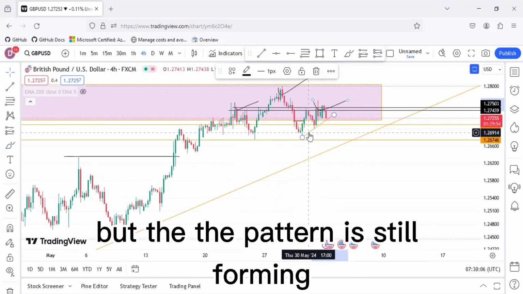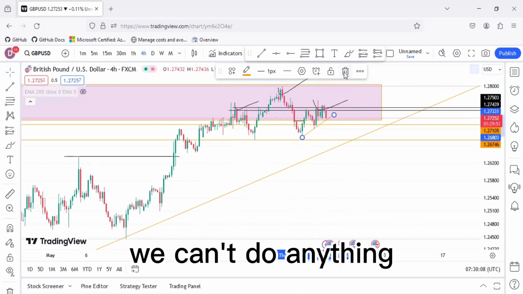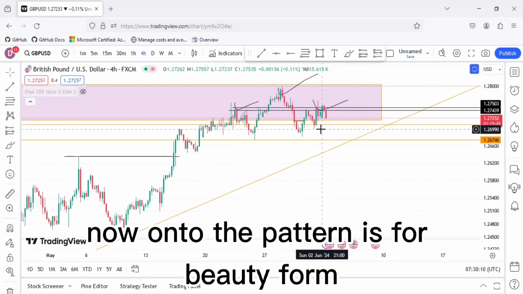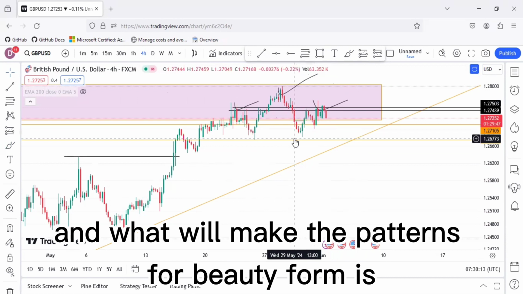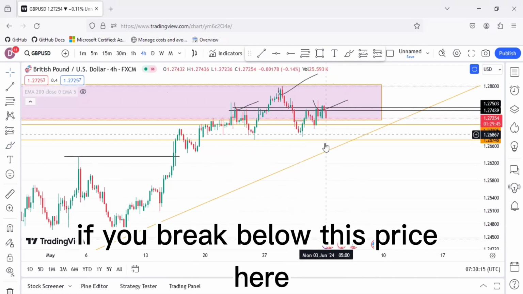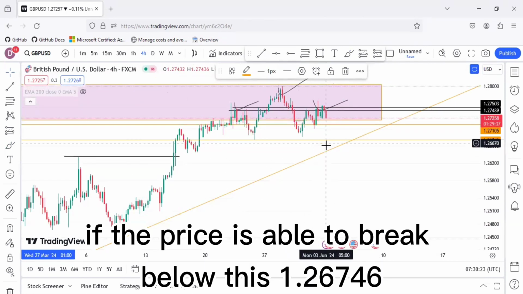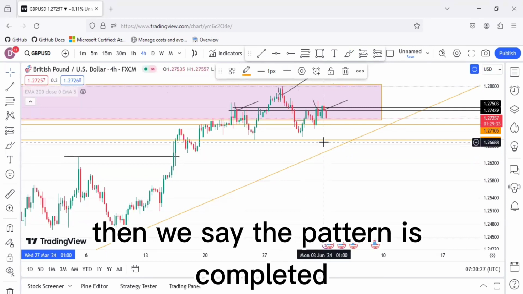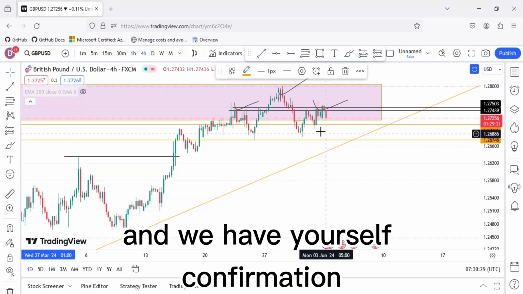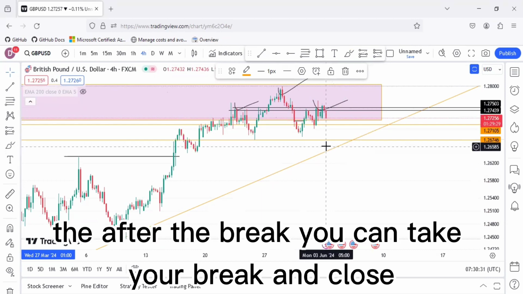But the pattern is still forming. We can't do anything now until the pattern is completely formed. And what will make the pattern completely form is if it breaks below this price here, this particular level, 1.26746. If the price is able to break below this 1.26746, then we say the pattern is completed and we have a sell confirmation. Then after the break, you can take your break and close.